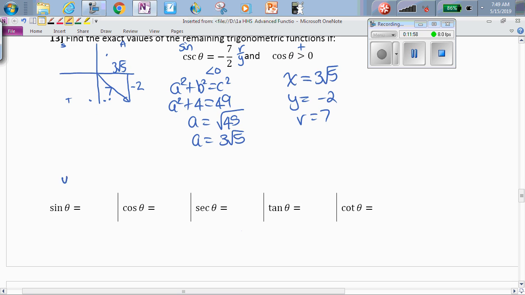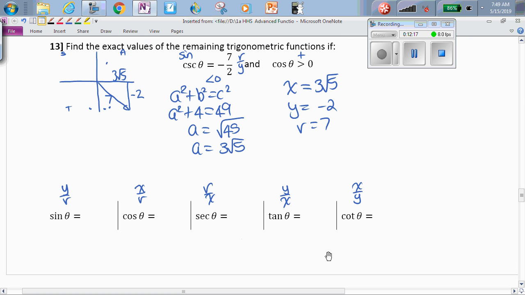So sine is y over r, cosine is x over r. Secant was the reciprocal of cosine, is r over x. Tangent is y over x, and then cotangent is x over y. So sine is going to be negative 2 over 7. Cosine is 3 root 5 over 7.